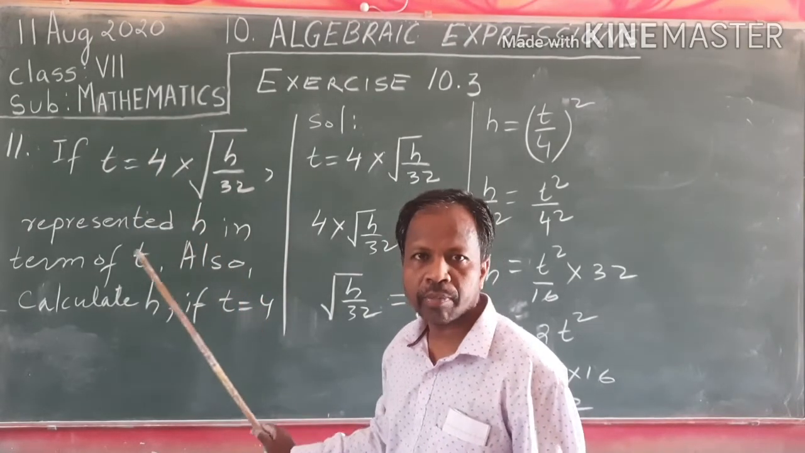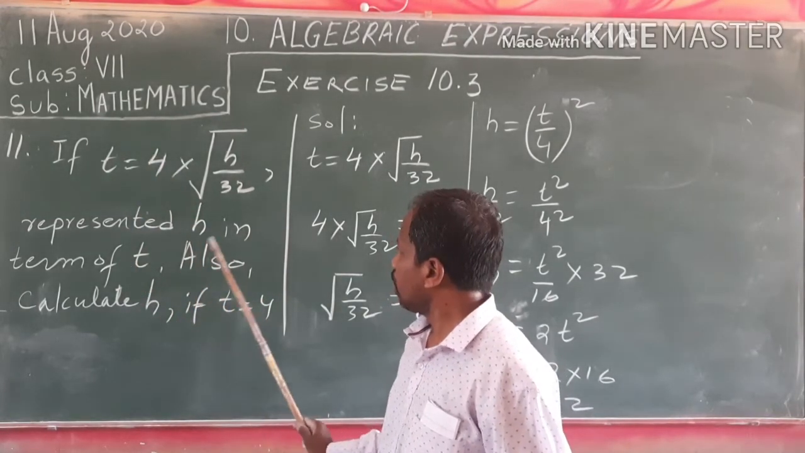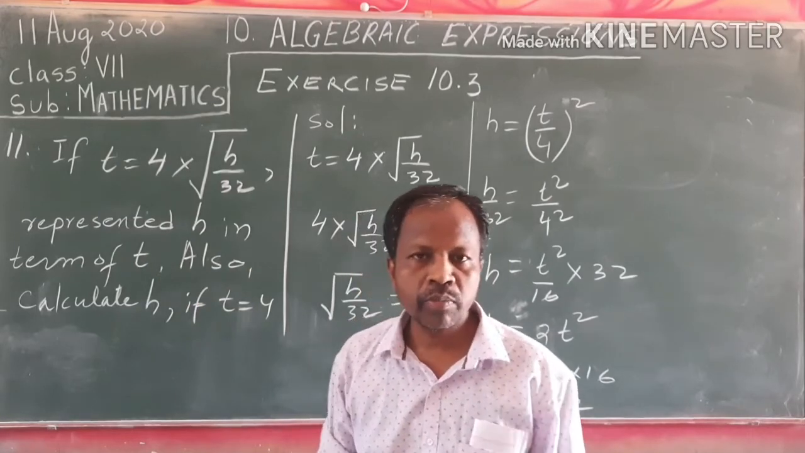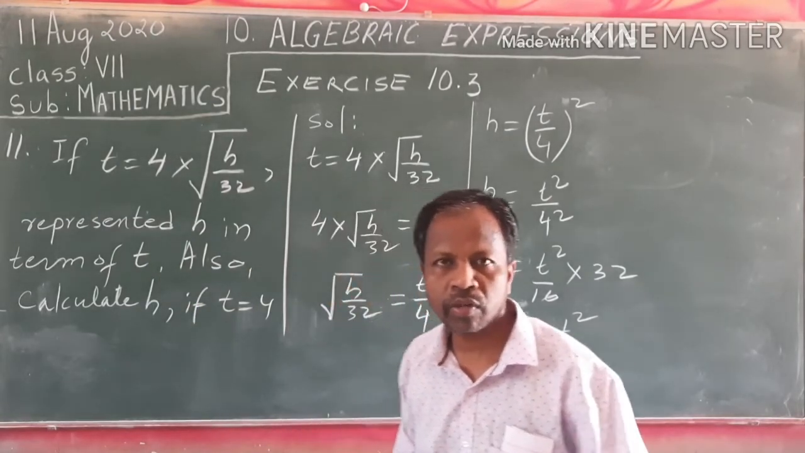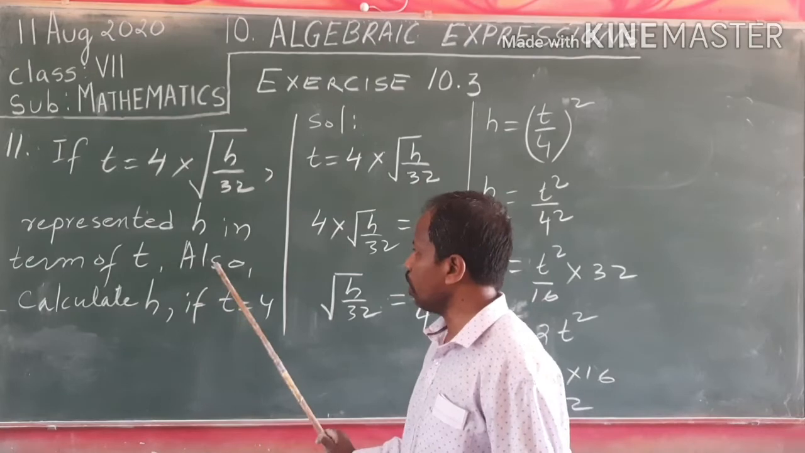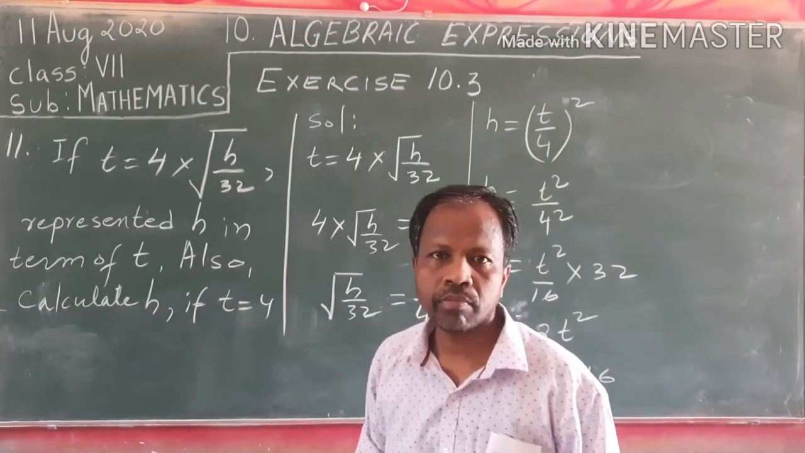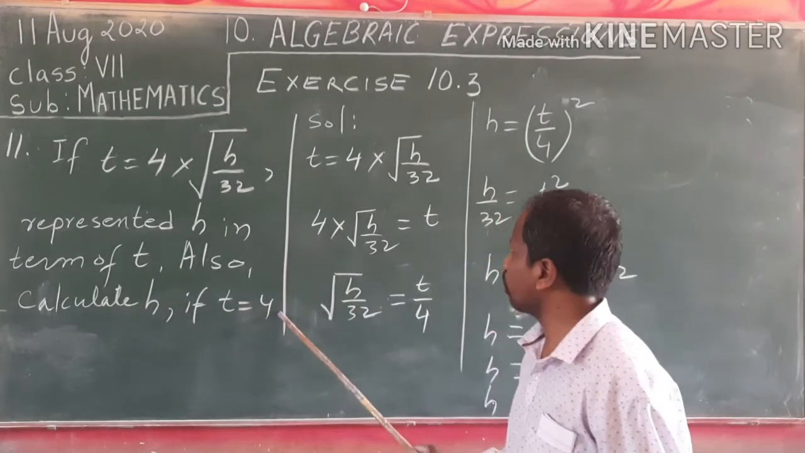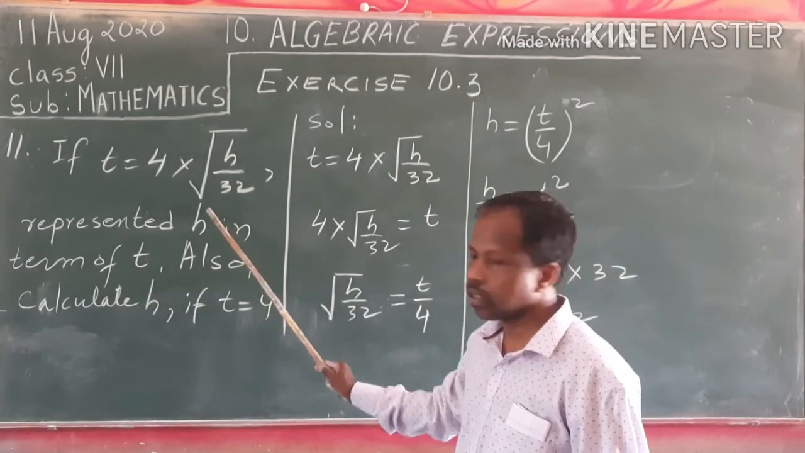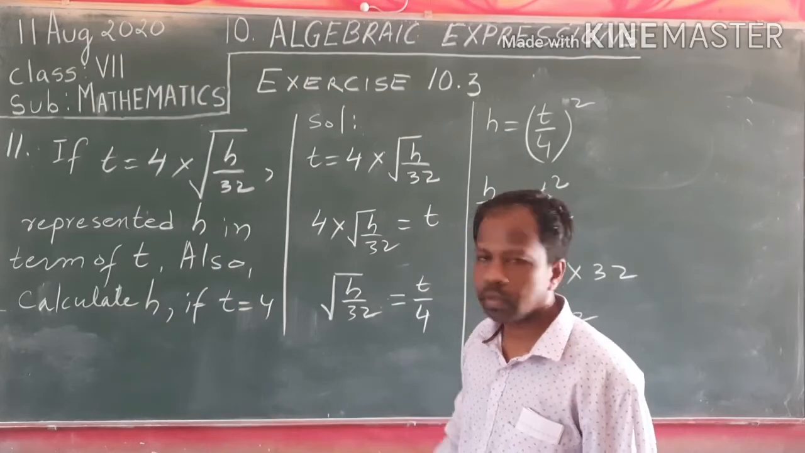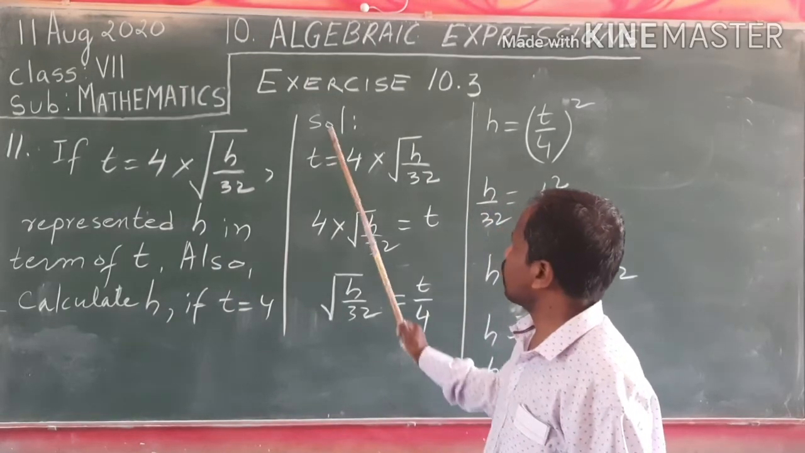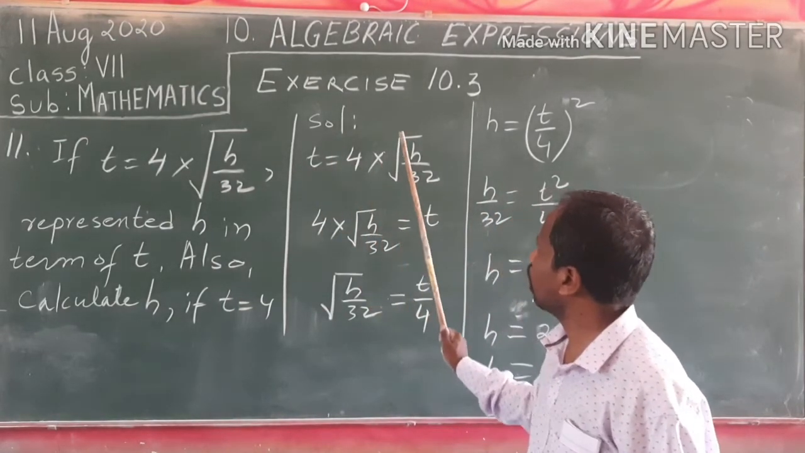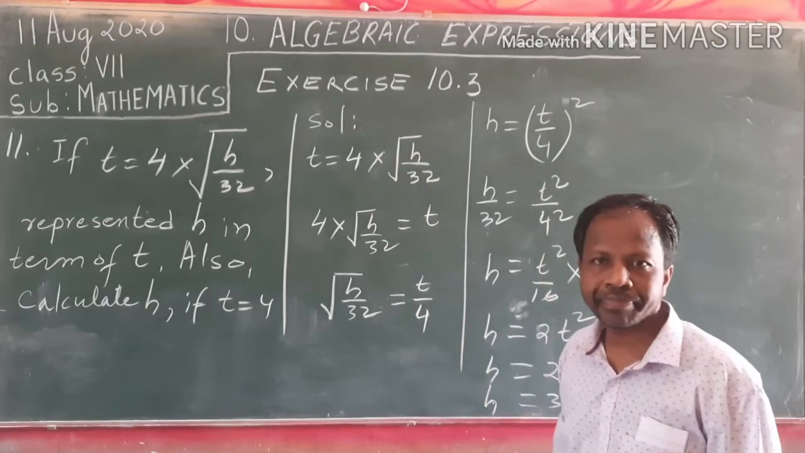That is, H on the left hand side, in terms of t. So t you have to include in the formula. Also calculate H if t is 4. So H is the subject, and H you have to calculate. Solution: t is equal to 4 into under root h upon 32.